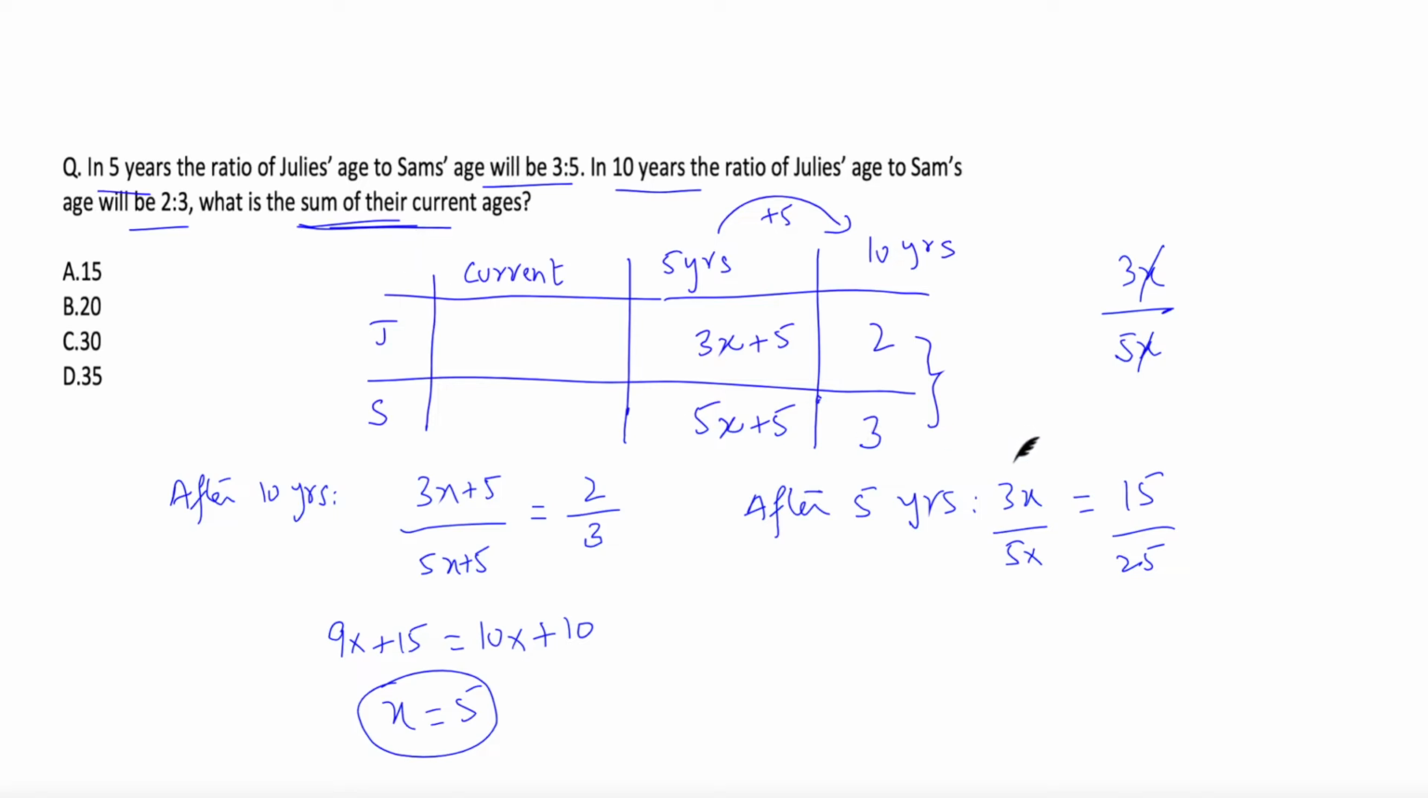If you will be 15 after 5 years, what will be your age right now? You subtract 5. So Julie's age right now is 10 and Sam's age right now is 20. You add these up and you get 30 as your answer. This is the answer.